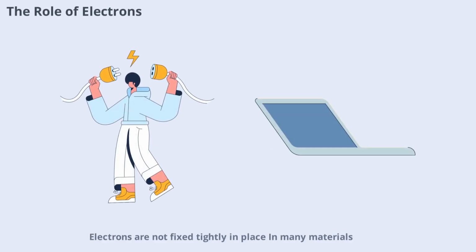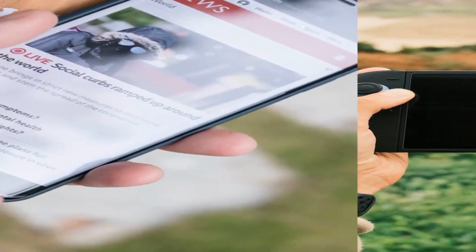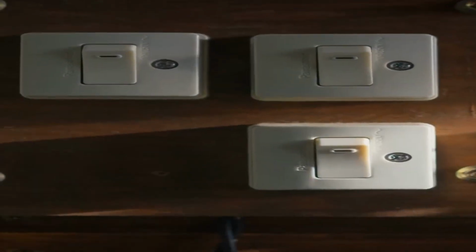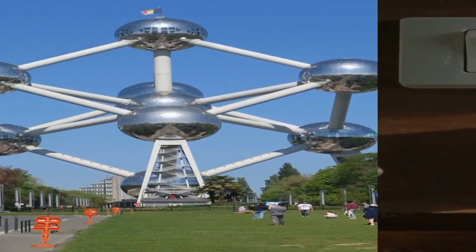Electrons are not fixed tightly in place. In many materials, especially metals like copper, some electrons can move freely from one atom to another. This ability to move is what makes metals such good conductors of electricity. When electrons move, they create an electric current. So electricity is simply the flow of these moving electrons. It's amazing to think that the energy powering your devices comes from the movement of particles too small to see.